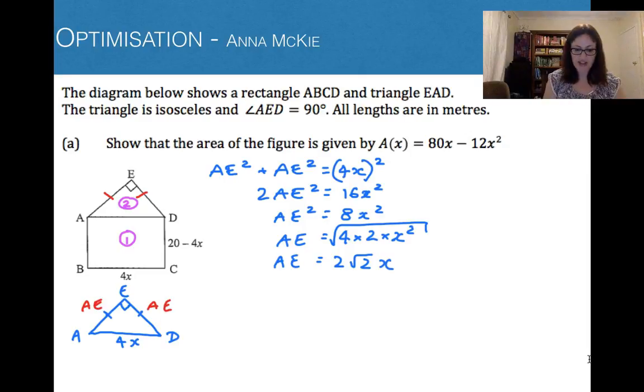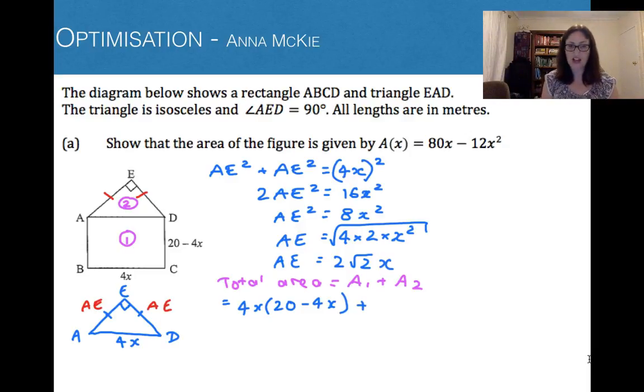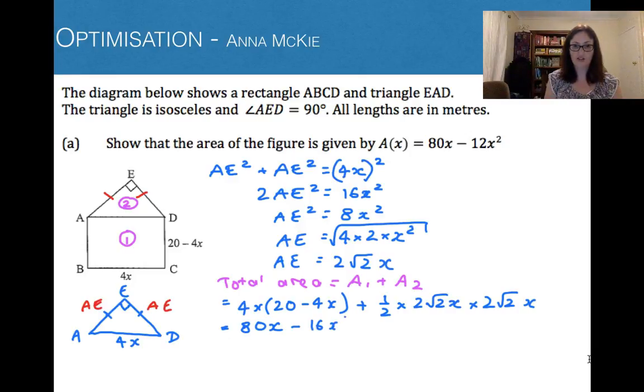Now our total area is area 1 plus area 2. So I'll write that. Total area equals A1 plus A2. Sometimes it's a good thing to write what it is that you're calculating. So we'll add them together. A1, we now have to do the base times the height. So let's write that. We've got 4x times (20 - 4x). And then we're adding on the area of the triangle. So that's half times base, which is AE, which we've just worked out, times the height, which is AE again.